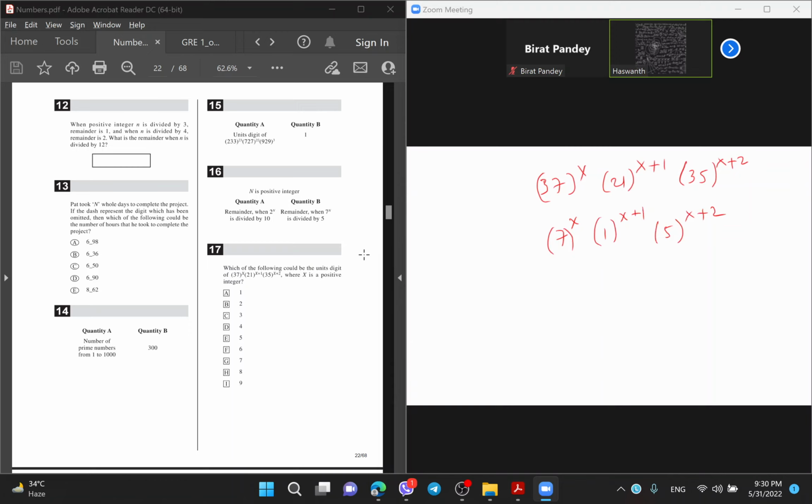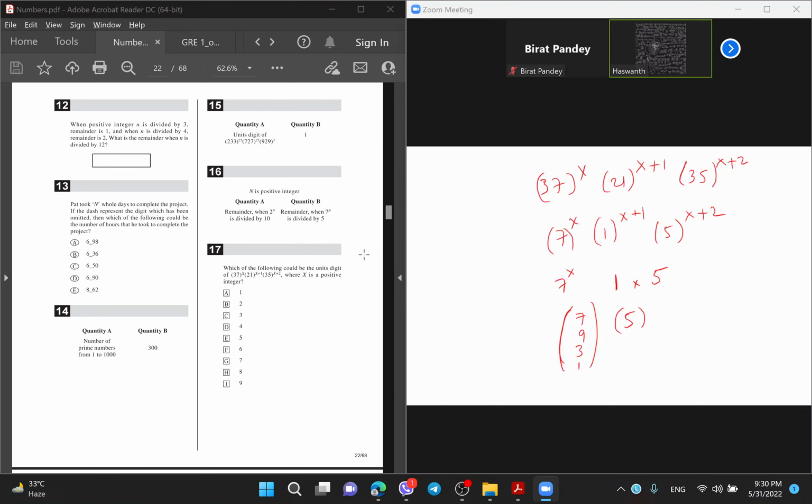0, 1, 5, 6 when raised to any positive integer will end in themselves. So 1 power anything will end in 1. 5 power anything will end in 5. Into 7 power x. 1 into 5 will end in 5. Now we don't know what is the value of x, but 7 when raised to any positive integer will end in either 7 or 9 or 3 or 1.